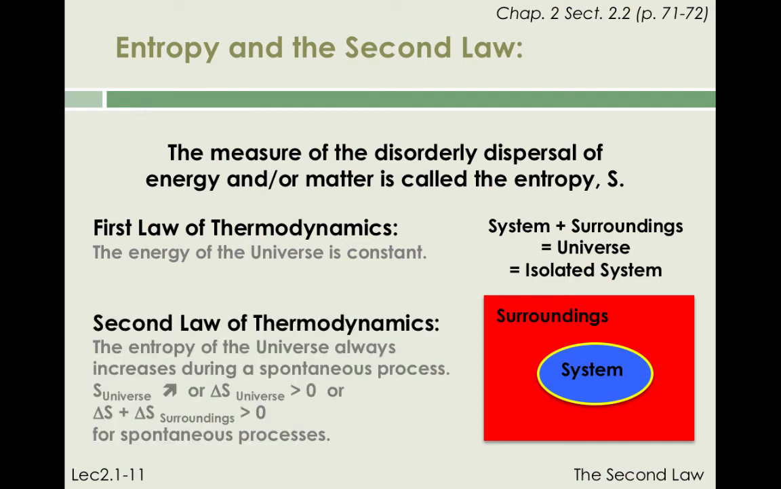The second law now claims that the entropy of the universe increases during a spontaneous process. Mathematically, the second law is stated as: for spontaneous processes, delta S of the universe is positive, which is the same as saying the entropy of the universe increases, or delta S plus delta S surroundings is positive.